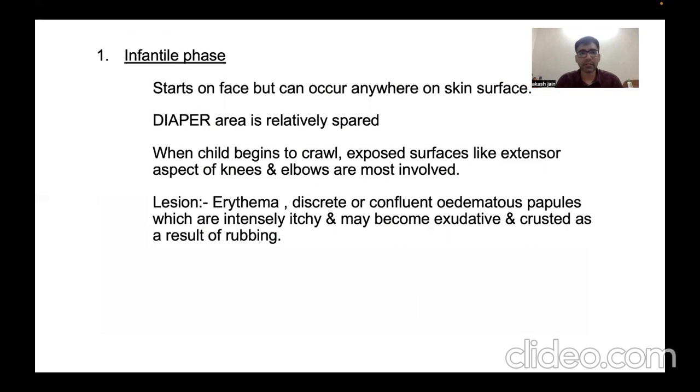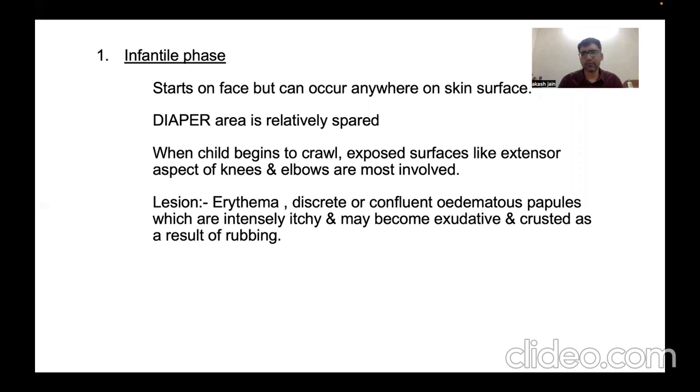Now, what is the infantile phase? It starts on the face but can occur anywhere on the skin surface, though the face is the most common site involved. The diaper area is relatively spared in the infantile phase. When the child begins to crawl, exposed surfaces like the extensor aspects of the knees and the elbows are most commonly involved because of friction. And what is the lesion in such cases? There is erythema. There are discrete or confluent edematous papules, which are intensely itchy, and may become exudative and crusted as a result of rubbing and scratching.